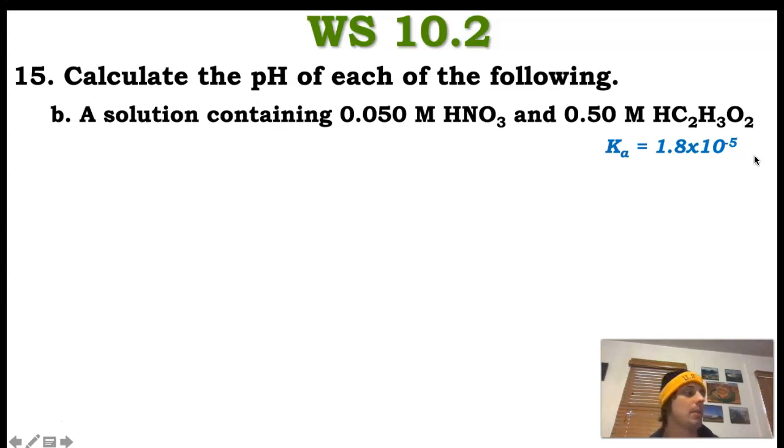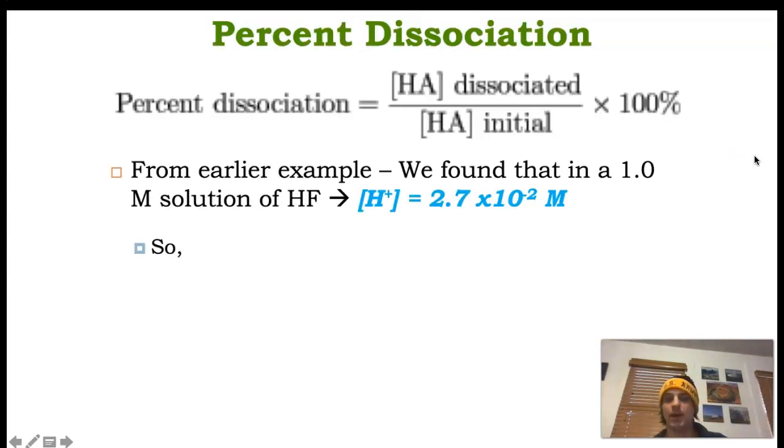All right, we got one more topic to cover. That was mixtures. We're going to cover polyprotic acids. Oh, sorry, I did forget. Percent dissociation is something that I forgot to talk about. It's kind of what we just did.